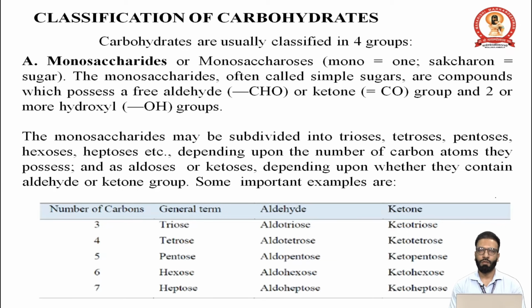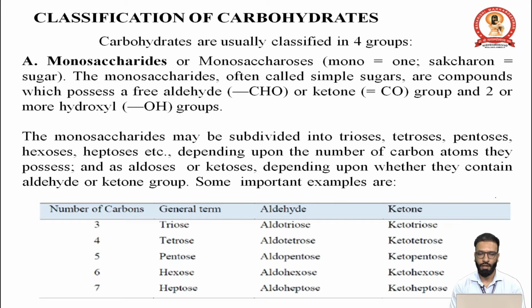So we'll start with the classification of carbohydrates. These carbohydrates are broadly classified into 4 groups. The first one is the monosaccharides, then disaccharides, then oligosaccharides and polysaccharides. So what are monosaccharides? Mono means one or single, and saccharide means sugar.